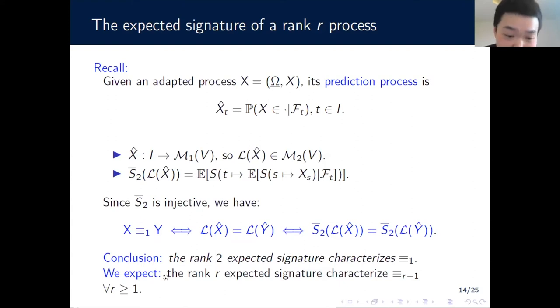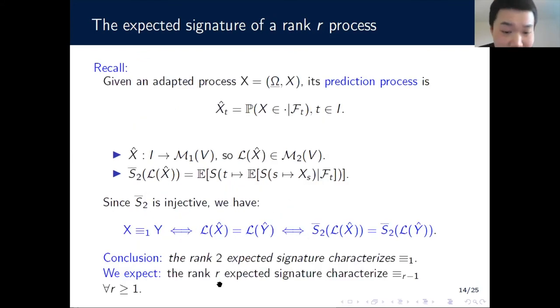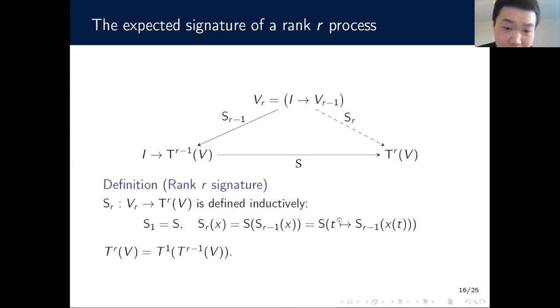And of course, we can expect that if you define a higher rank expected signature, then it will do the same job for the higher rank case. To do this, you only need to repeat this construction R times to get the higher rank expected signature. For instance, we can consider rank R parse, which is defined inductively in this way. VR is the space of parse from I to VR minus one, and it has such an explicit expression. With this diagram, we can define the rank R signature on the space VR, inductively, such that this diagram commutes for every R.